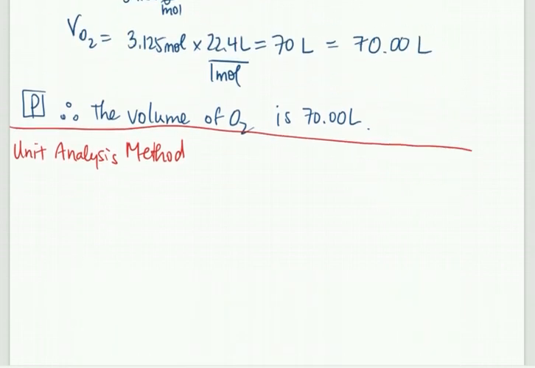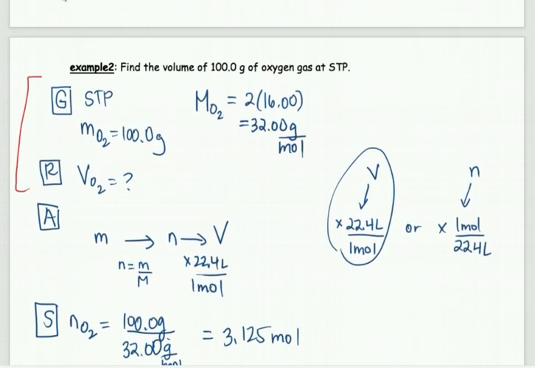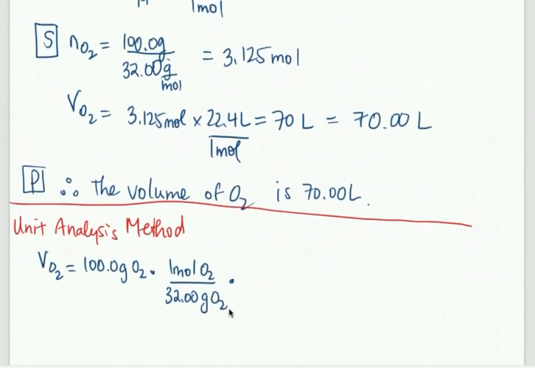What you're going to do is start with your mass, which is 100 grams of oxygen, and then take your molar mass and stack it this way so that the grams will cancel out. And then once you get to the amount, you need to go to the volume using your new conversion here.